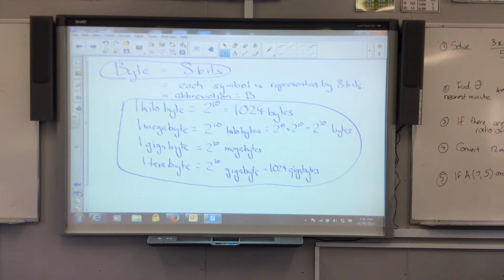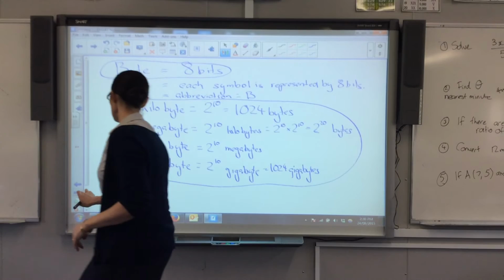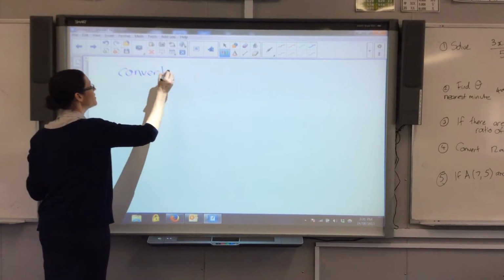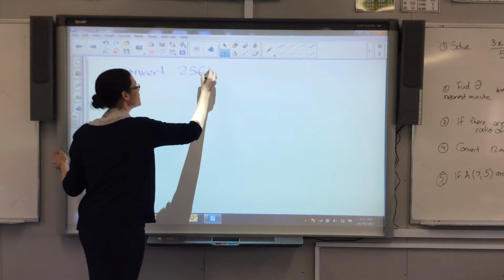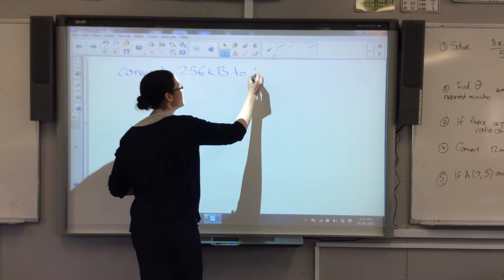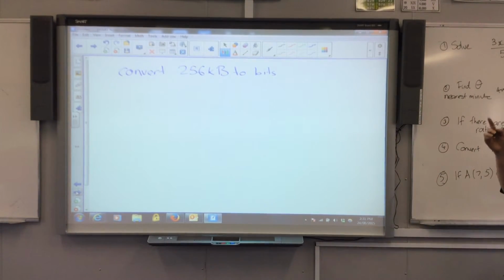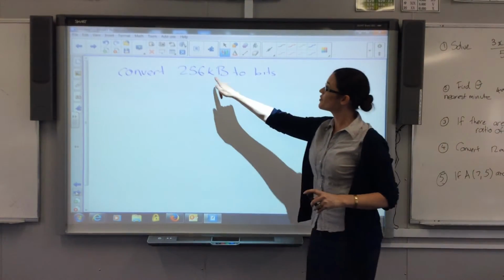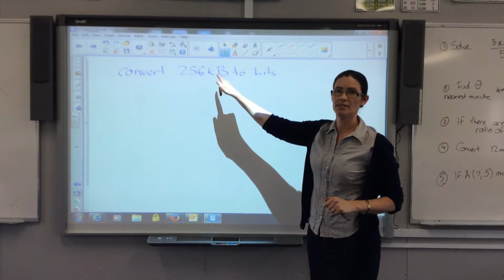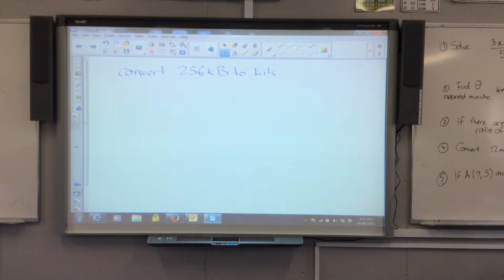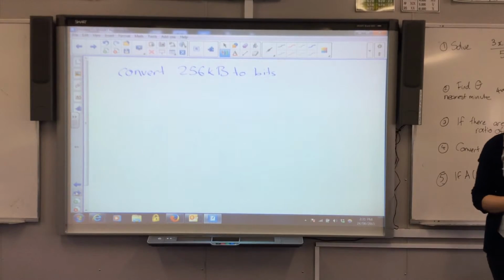Let's do 256 kilobytes into bits. It's a bit tricky. I've done a capital B, so that means it's kilobytes. I want to go all the way to bits. So from kilobytes, I need to go to bytes first, and then from bytes, I'm going to go to bits.